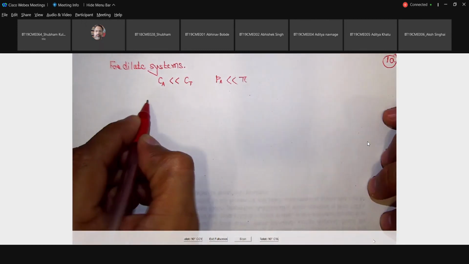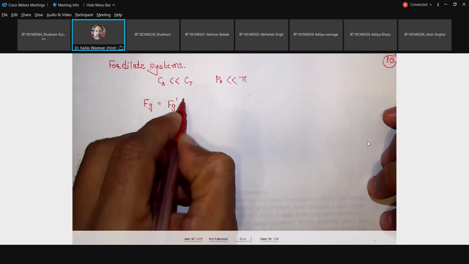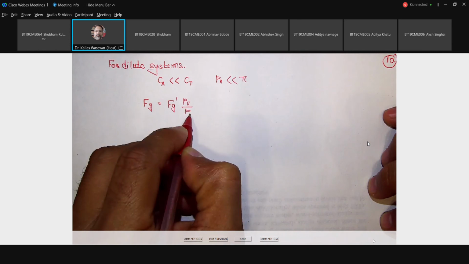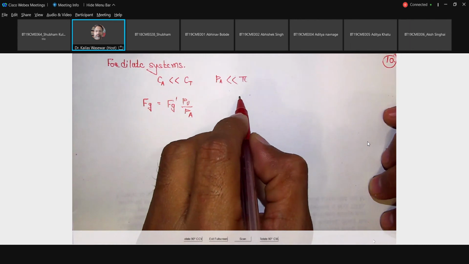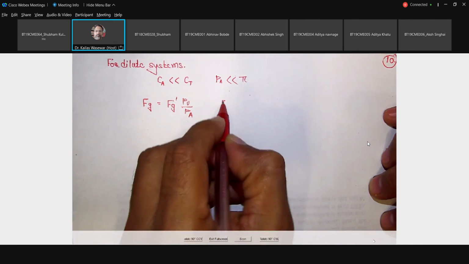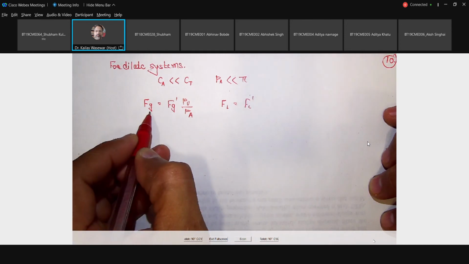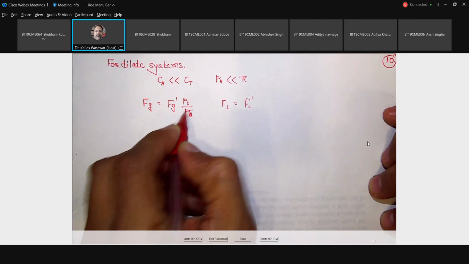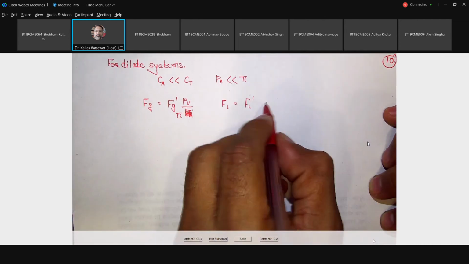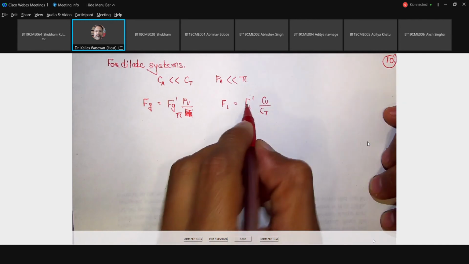Now we know that Fg is equal to Fg prime Pu upon Pa, and Fl is equal to Fl prime Cu upon Ct. This is the total flow rate, and this is for the inert flow rate. Oh, something is wrong here. It should be pi, and it will be Cu upon Ct.